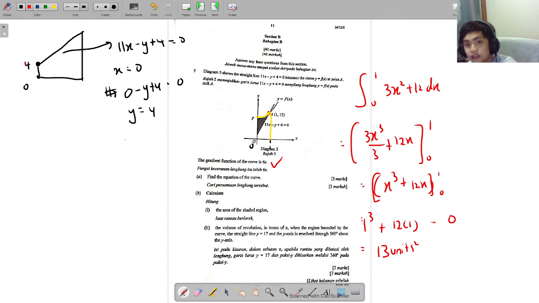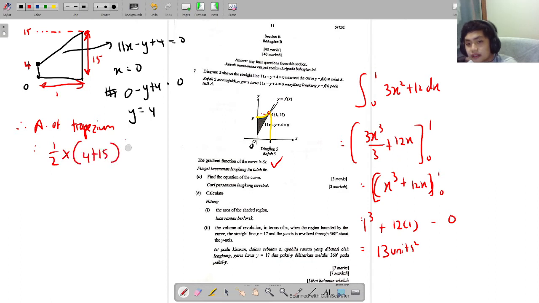This is solved. I also know what this point here is. This one is actually referring to 15, which is up here. So from here to here is actually 15, and this one here is 1. Therefore the area of the trapezium is half times the sum of parallel sides. You add the parallel sides together and multiply by the height, which is the base in this case. So it's half times 19 times 1, so it's 19 over 2. That's about 9.5.